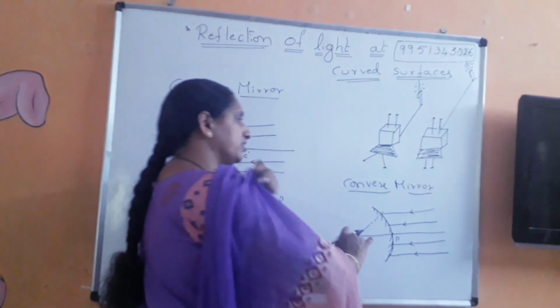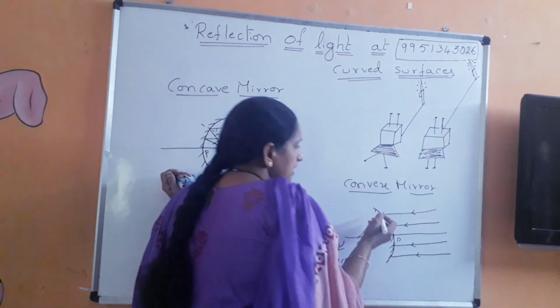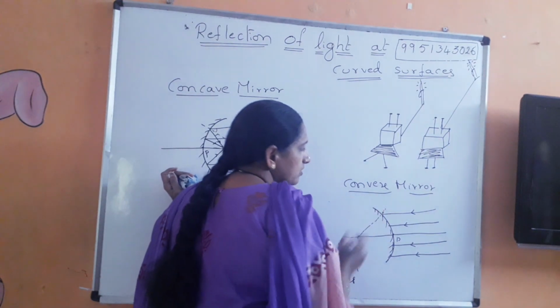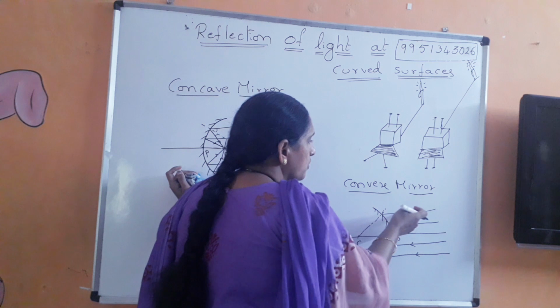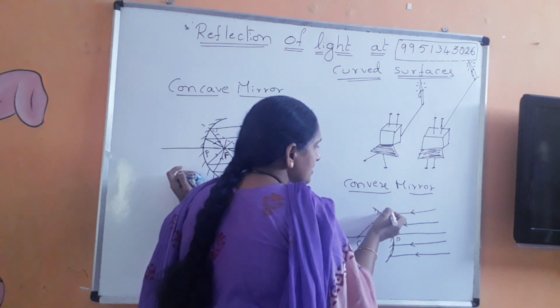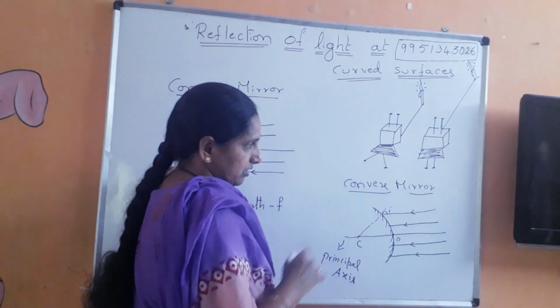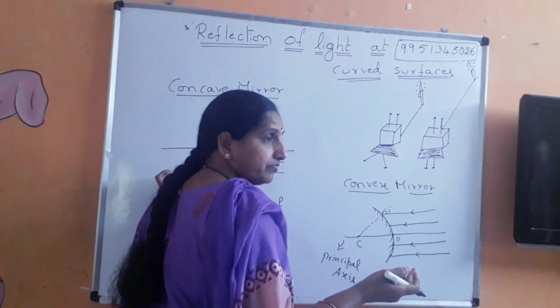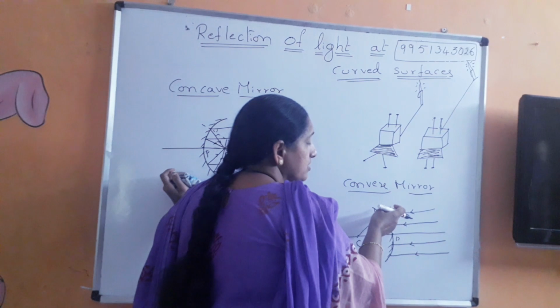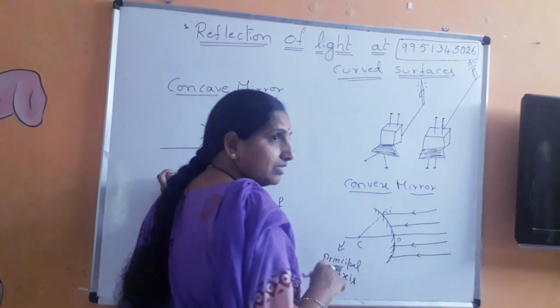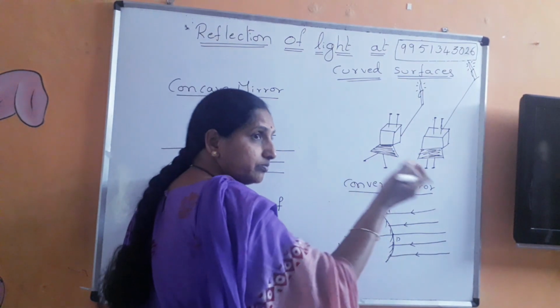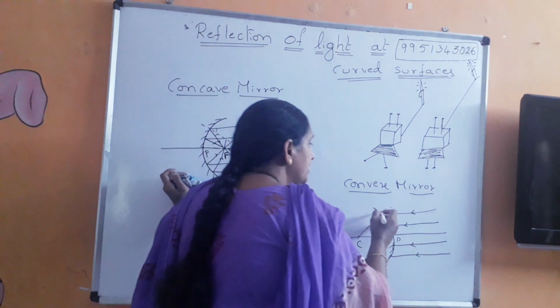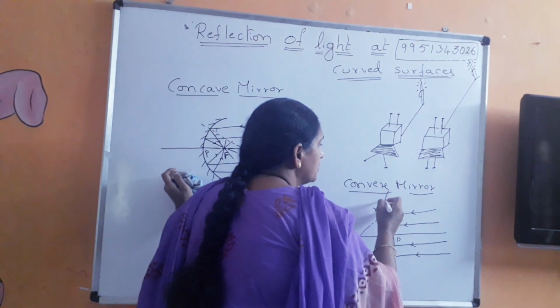Alright, so now what happens here? This is the normal. With respect to the normal, this is the incident angle. From the first law of reflection as well as the second law: the first law says that the angle of incidence is equal to the angle of reflection. The second law says that the reflected ray should lie in the same plane, so it goes back into the same plane.